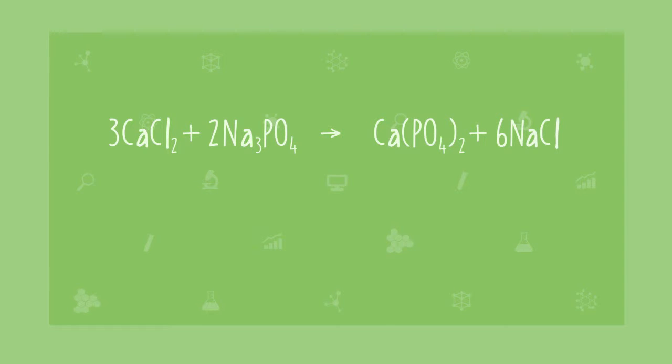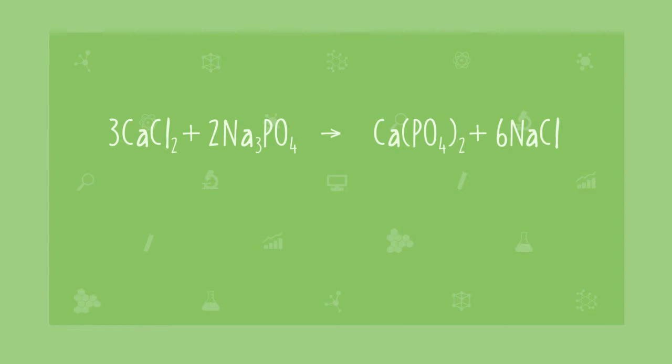You can tell it's balanced because it already has the coefficients added out the front. 3 lots or moles of calcium chloride react with 2 moles of sodium phosphate to form 1 mole of calcium phosphate. Remember, if there's no coefficient, then it's just 1. And 6 moles of sodium chloride.